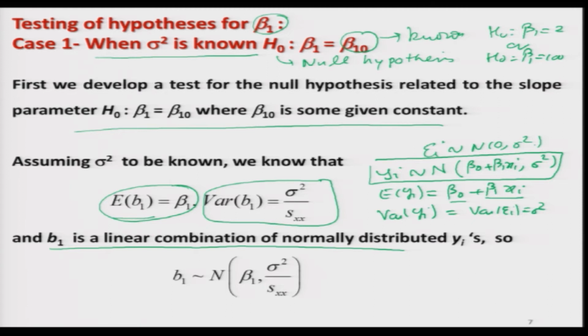And if you can recall, we had expressed B 1 as the summation of k i y i. I am not going into the details once again. So, based on that, I can write down from here that B 1 has a normal distribution whose mean is beta 1 and variance is sigma square upon S x x.